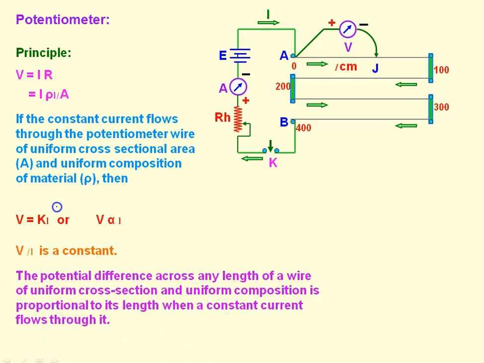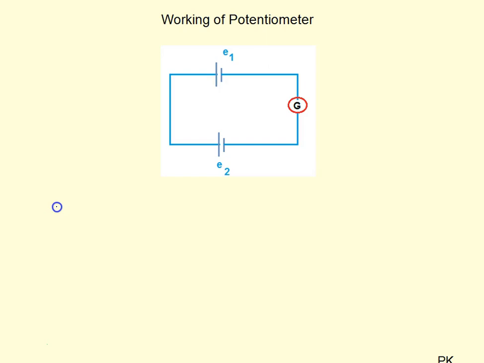Again I am saying, V is proportional to L, that is the principle of potentiometer. The potential difference across any length of the wire of uniform cross section and uniform composition is proportional to its length when a constant current flows through it. And this is the graph between V and L.